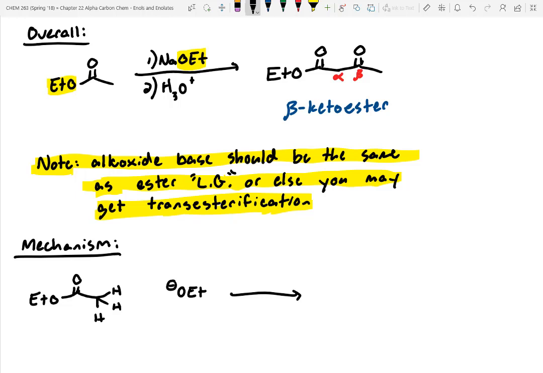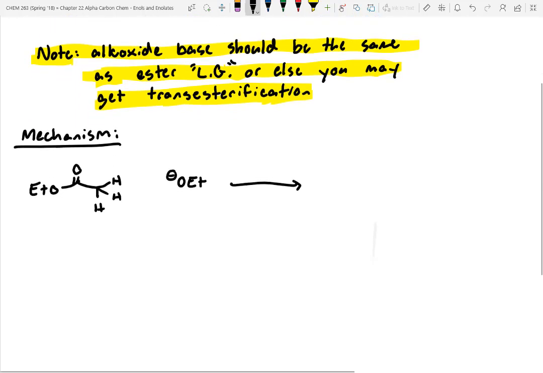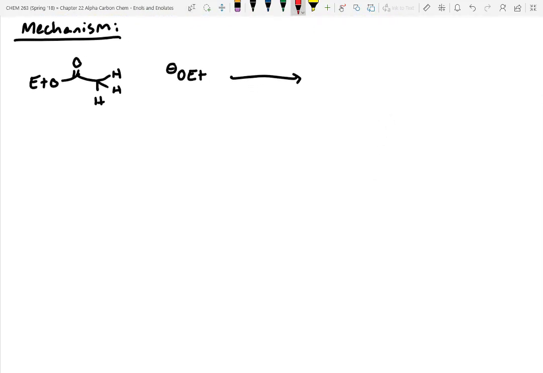All right, let's try this as a class now. So what do you think the first step is going to be if you've got a strong base? Deprotonate, right? We saw this over and over again with the aldol, where it's going to grab one of these alpha protons. We get our resonance stabilized conjugate base. I'm not going to show the remaining protons.